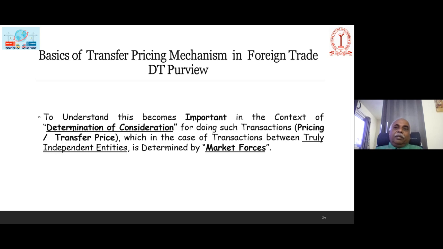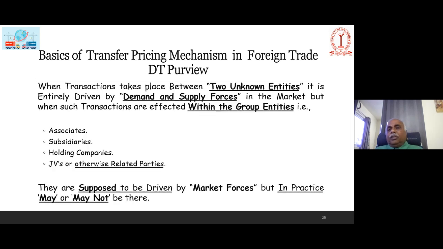That is not happening. Thereby, the countries are suffering a lot on account of the shortage of tax, shortage of revenue. When the transaction takes place between two unknown entities, it is entirely driven by the demand and supply forces in the market. But such transactions are also affected within entities, associates, holding company or subsidiary company or joint venture or other related parties. They are supposed to do it, but in practice that is not happening.